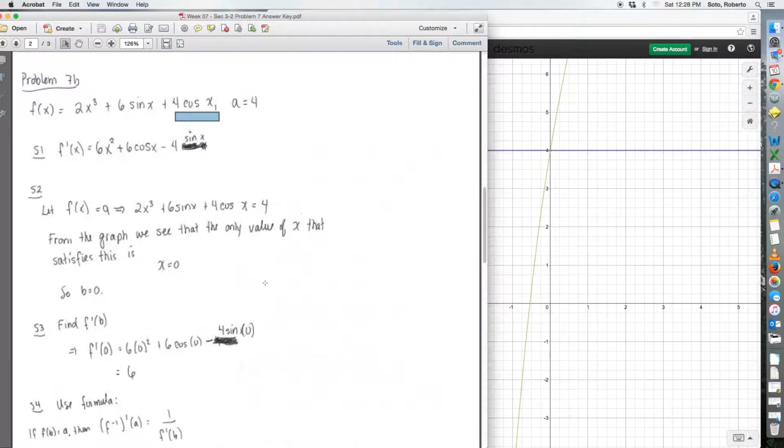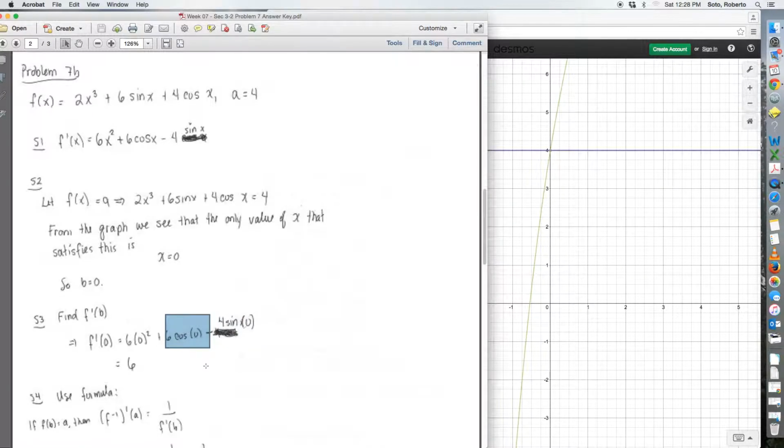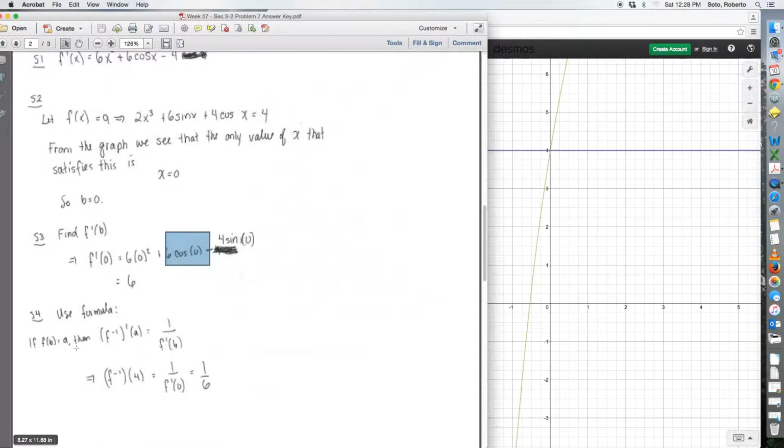Okay. And so now we can plug this 0 into the derivative. So the derivative is 6x squared plus 6 cosine x plus minus 4 sine x. And when you plug in 0, again, this part is 0. The sine of 0 is 0. And so we're only left with this, and we know the cosine of 0 is 1. So we get 6.